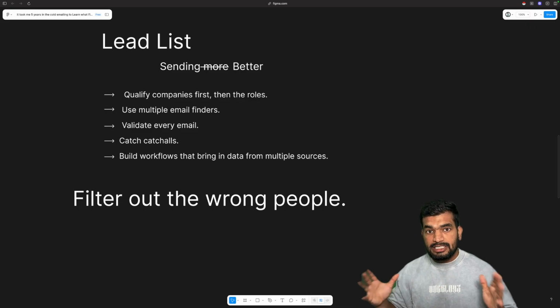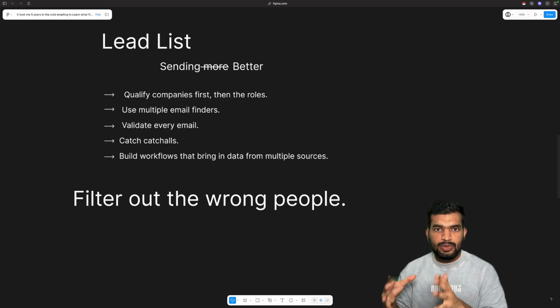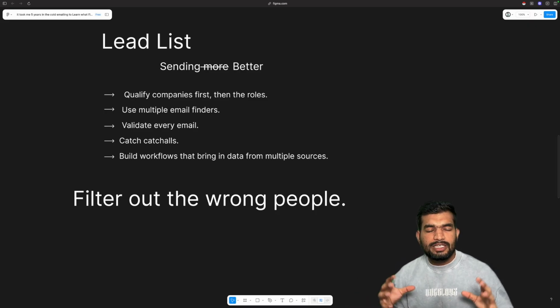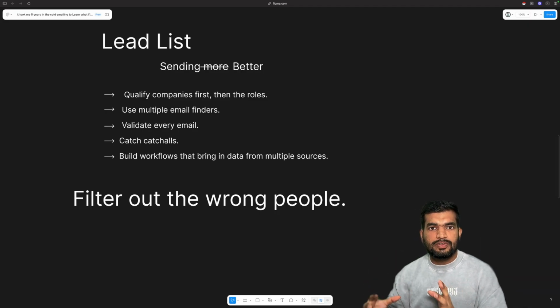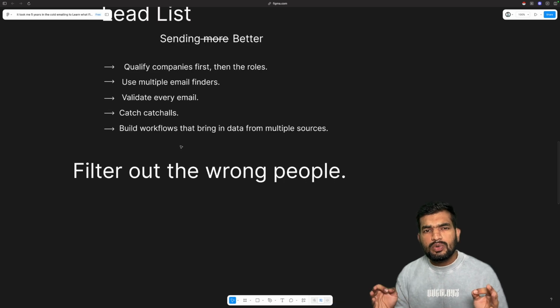Then we use multiple email finders, as many as we can, to find a verified email of those roles that we have found through AI. After that, we validate every email, and we would also not like to send to any catch-alls. And to make sure that we have enough data that we can get through this workflow, we make sure we have multiple data sources that we can leverage to get as many companies' data and qualify them to include in our final list. Your whole goal with a lead list is not to build a huge list, but about filtering the wrong people out.